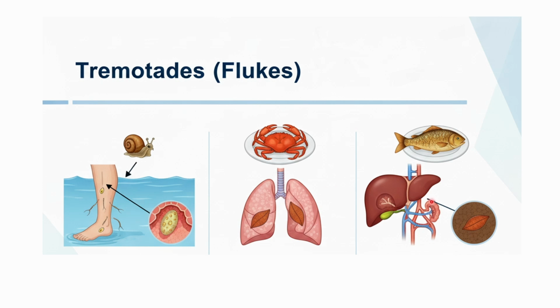Our third fluke is Clonorchis sinensis, the Chinese liver fluke. This infection is transmitted through eating undercooked fish. The fluke settles in the biliary tract, causing chronic biliary tract inflammation, and is a known risk factor for a type of liver cancer called cholangiocarcinoma. And the treatment is, yes, praziquantel.